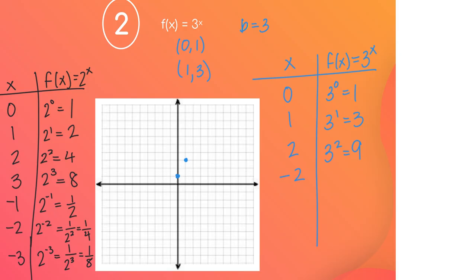And then what if I have negative 2? What's 3 to the power of negative 2? Remember, if it's a negative power, what do I have to do? I have to flip it. And then what am I going to end up with? 1 over 9. So kind of just graphing that. 2 is going to be 2, 9. This was 3, 4, 5, 6, 7, 8, 9 right here. And then negative 2 is going to be a 9th.